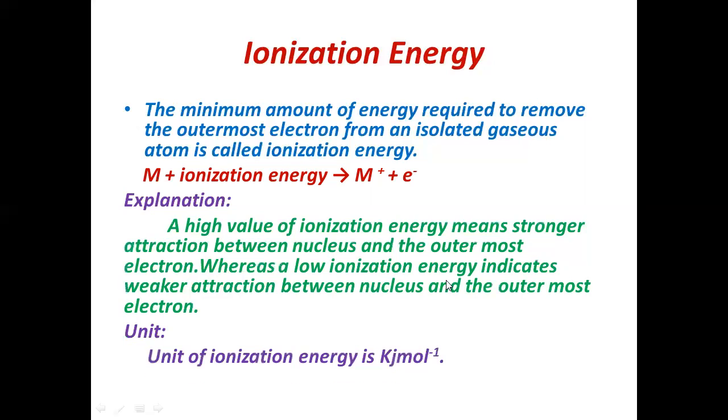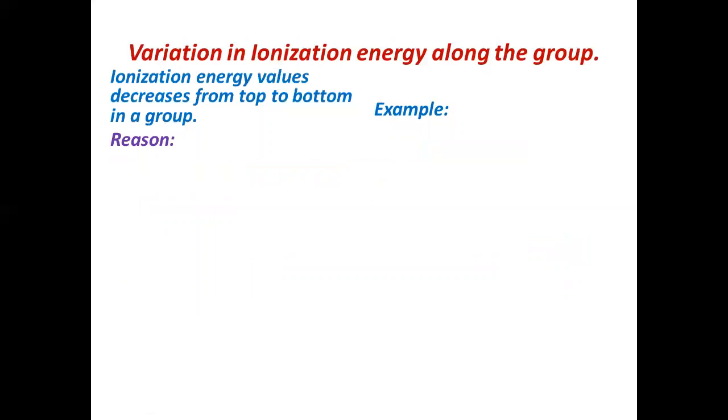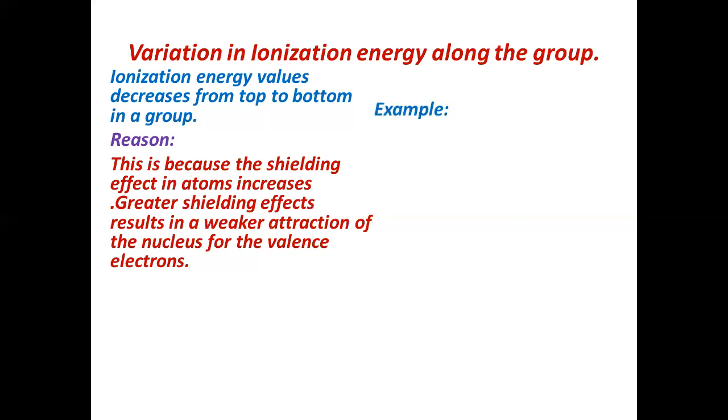The unit of ionization energy is kilojoule per mole. Now, the variation in ionization energy along the group. Ionization energy values decrease from top to bottom in a group. Why does it decrease? This is because the shielding effect increases. More shells mean the outermost electrons are less attracted by the nucleus, and it is easy to remove the electron from the outermost shell because the attraction of the nucleus on that electron is weak. So by providing only a little energy, the electron can easily be removed from the outermost shell.